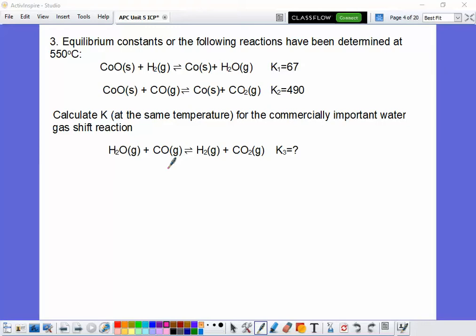So we're going to have to manipulate my first two equations to make them add up to the overall. Okay? Just like we did with Hess's law. So what do you think we need to do? Look at the equations. Look at the overall. Okay, how are we going to, yes, we need to cancel things out. How are we going to do that?